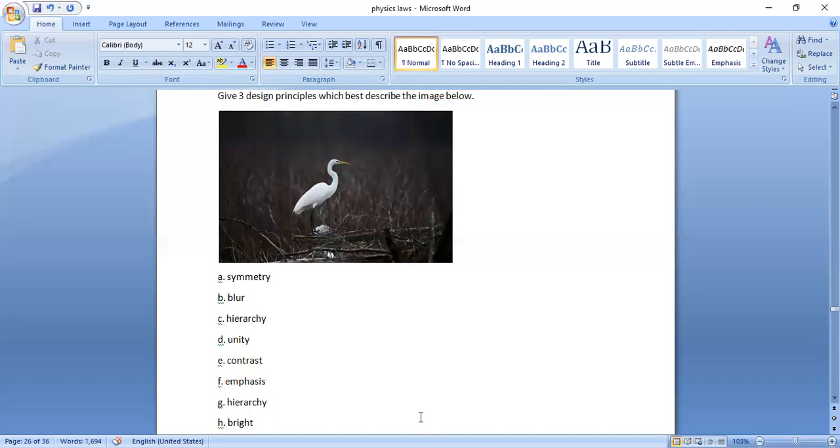Which ones will you choose? B, E, F. Always choose that which you are completely sure of. Okay, some part of design may be there in everything. Not what I mean to say. Every design principle may be there in some part, but choose those which are being highlighted in the concept. Okay, so here your answer will be blur, contrast, emphasis.